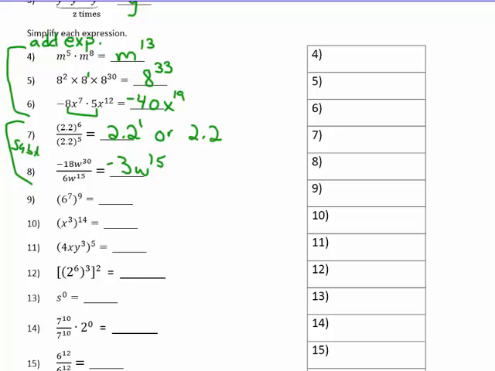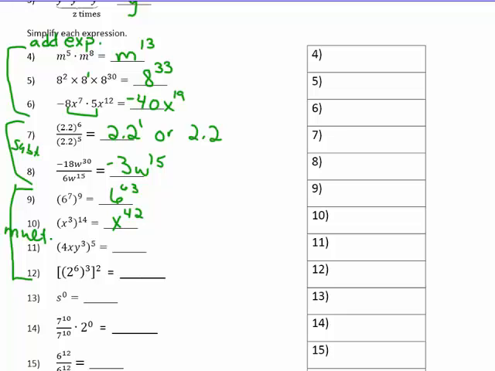Next set, these are my powers to a power, so we're going to multiply the exponents. So keep your base of 6. 7 times 9 is 63. Keep your base of x. 3 times 14, I hope is 42. I hope I did that right.